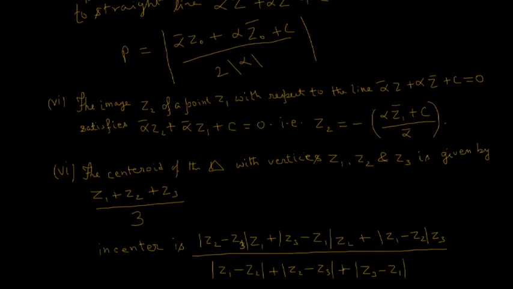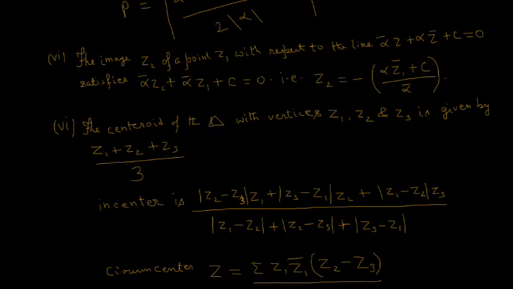The image z2 of a point z1 with respect to the line alpha dash z plus alpha z dash plus c is equal to 0 satisfies the condition, that is z2 is equal to minus alpha z1 dash plus c upon alpha dash.